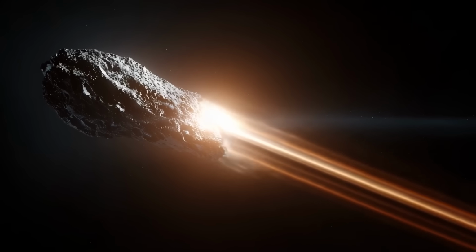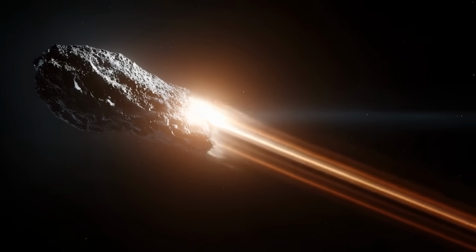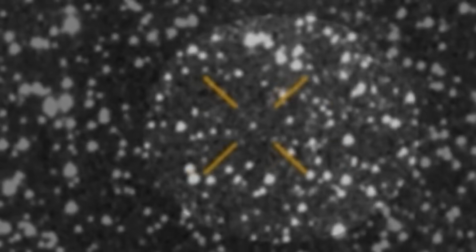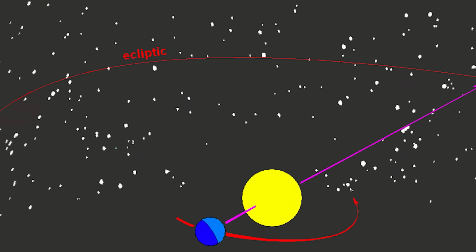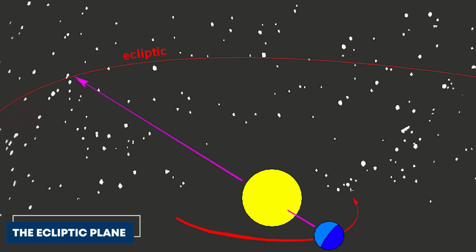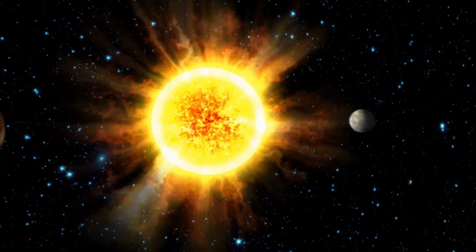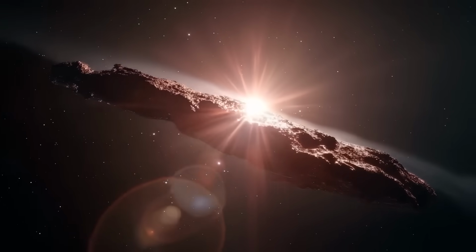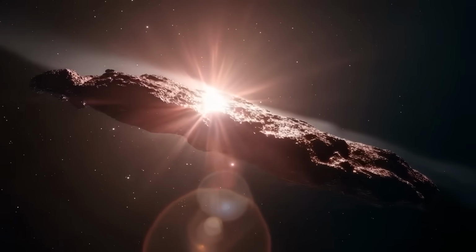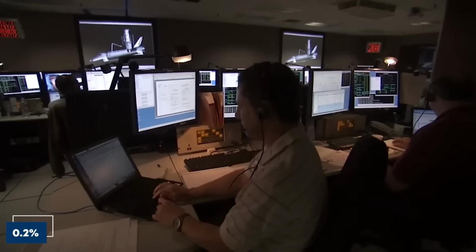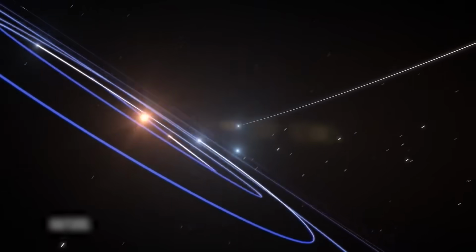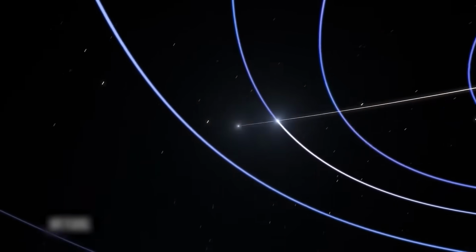Loeb and his collaborators present statistical analysis that's genuinely unsettling. 3I Atlas is traveling on a retrograde orbit that's tilted only about 5 degrees from the ecliptic plane, where Earth and most planets orbit. The probability of this happening by random chance? They calculated at roughly 0.2%.